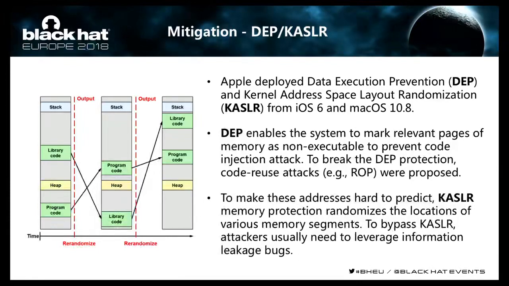To make these ROP addresses hard to predict, KASLR memory protection randomizes the location of various memory segments, for example, the code segment and data segment. To bypass KASLR, attackers usually need to leverage information leakage bugs or corrupt some kernel objects to obtain the addresses of gadgets in the memory.